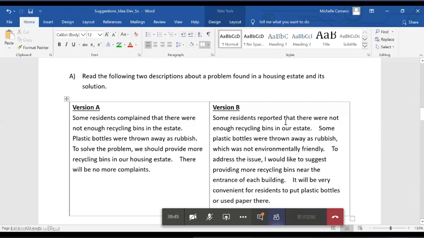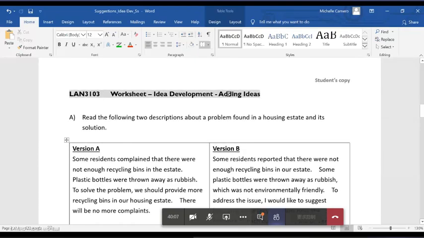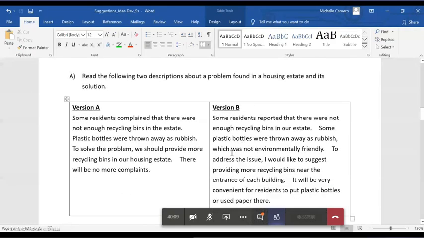Some residents reported that there were not enough recycling bins in our estate. Some plastic bottles were thrown away as rubbish, which was not environmentally friendly. To address the issue, I would like to suggest providing more recycling bins near the entrance of each building. It will be very convenient for students to put plastic bottles or used paper there. All right, so you notice there are some added ideas here. That's what we're talking about, is adding ideas. There's more added ideas here in B than in A.